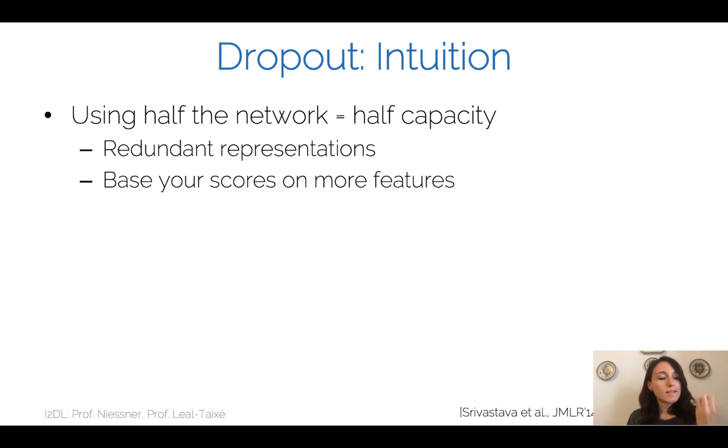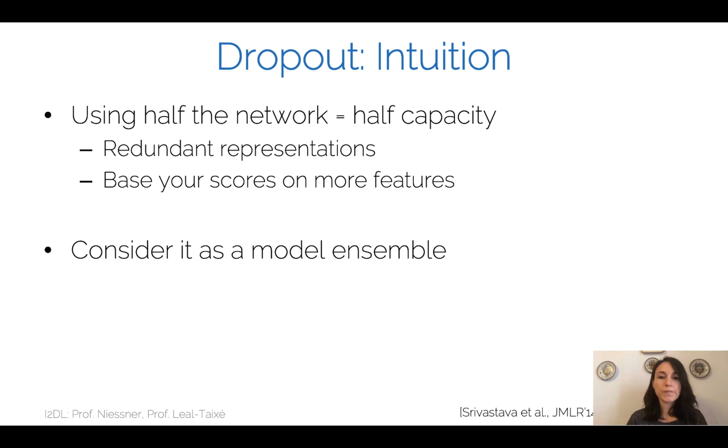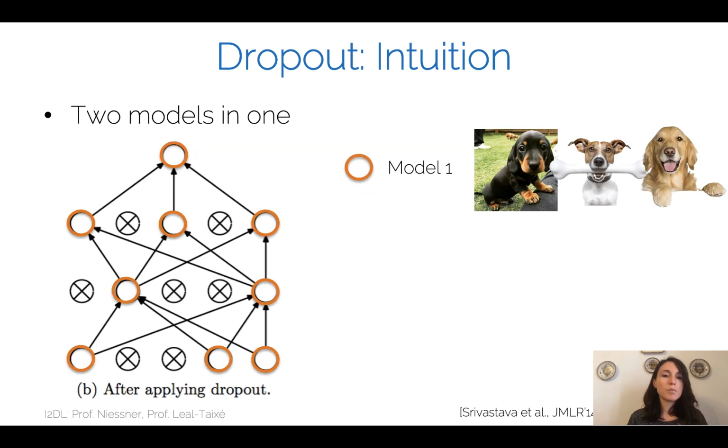And so essentially what you're doing is you're basing your scores on more features. So as I said, instead of relying on a series of neurons that are specialized to detect one particular set of eyes, now I have several neurons, they're all detecting eyes, and I'm going to base my score on all of these neurons instead of two very specialized and often overfitted neurons. And so you can consider it actually as a model ensemble. And I'm going to be more precise here.